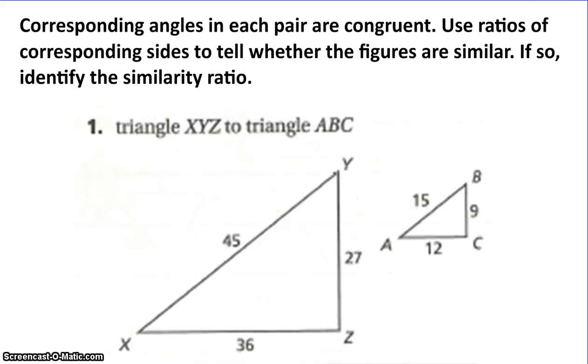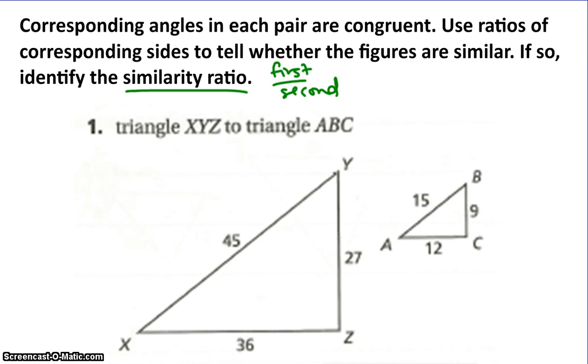Alright, so it says corresponding angles in each pair are congruent. Use ratios of corresponding sides to tell whether the figures are similar, and if so, identify the similarity ratio. So here we're trying to identify if they are similar, and then if so, the similarity ratio. So remember that similarity ratio is going to be the first over the second.